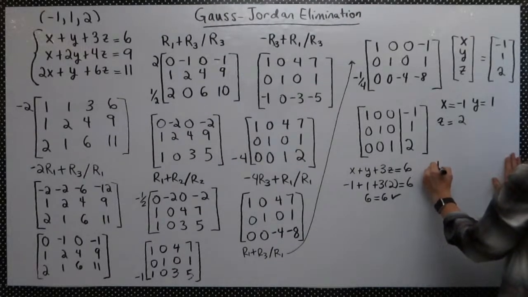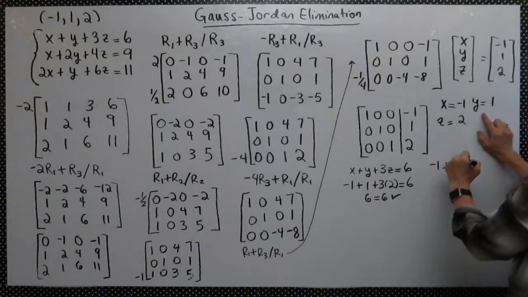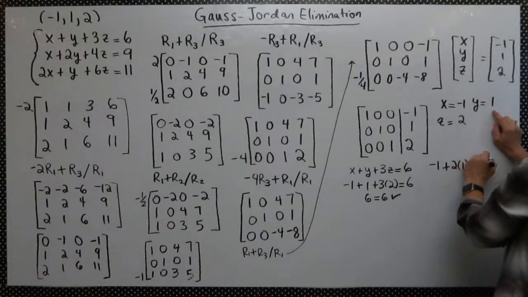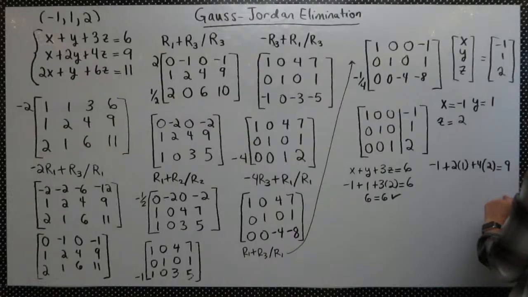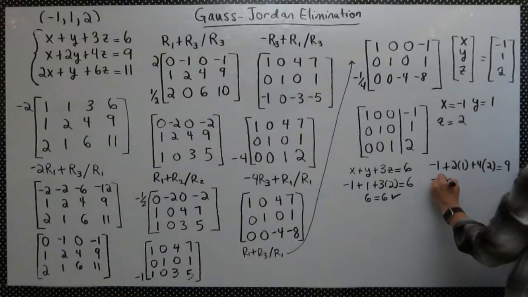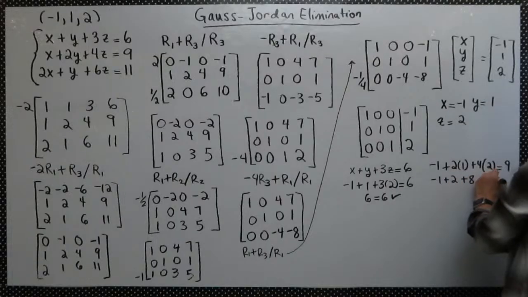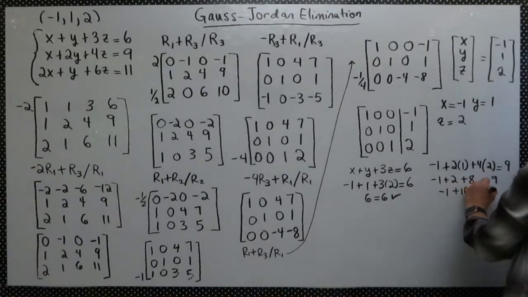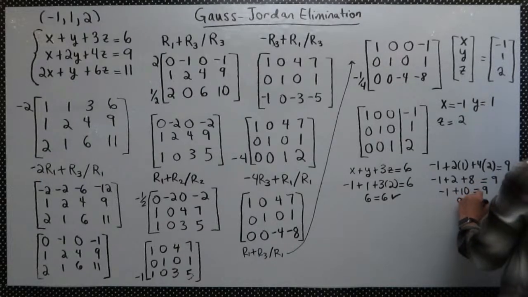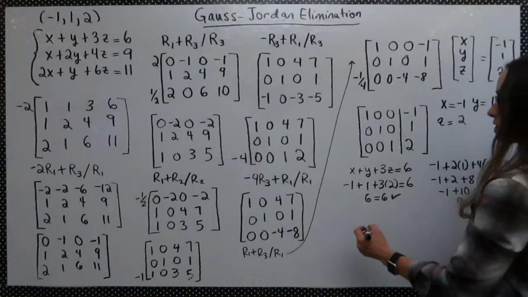And then doing the second one here, we've got negative 1 plus 2 times 1 plus 4 times 2, and that should equal 9. So we've got negative 1 plus 2 plus 8. So that is going to be negative 1 plus 10 equals 9. So 9 equals 9. So we've got the second one to check. And so we just have one more to check.